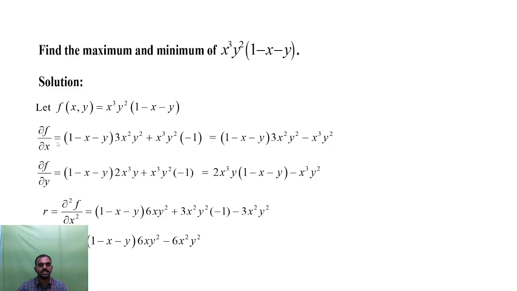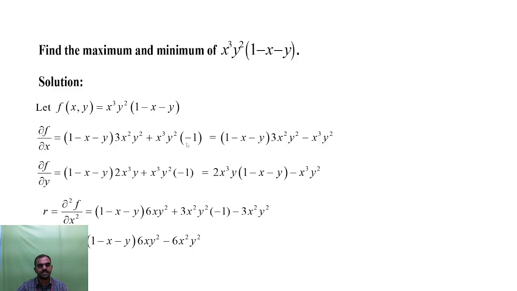So dou f by dou x, partial differentiate with respect to x. Here we have to use the u v formula, the product rule, right? So uv dash plus vu dash. So we consider this is a constant and differentiate this one with respect to x: x cube differentiates to 3x square into y square. Plus, now this is constant, differentiate this one with respect to x: this one is constant, differentiate 0, minus x differentiate minus 1, and minus y is 0. So that value is equal to what we get.